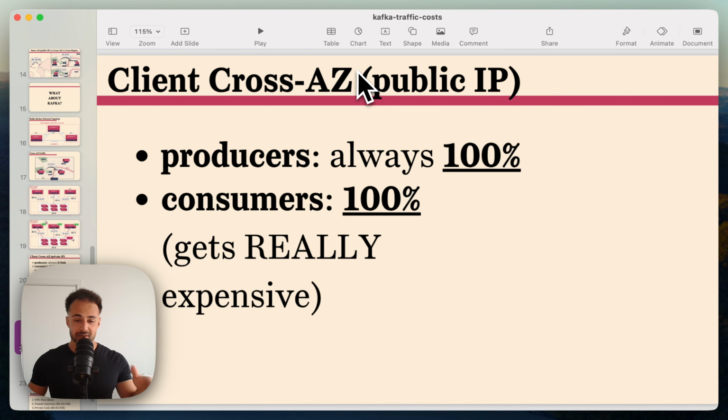So again, if you're using cross AZ clients or same AZ, if you're using the public IP, you're always going to pay 100% of the cost, regardless. There's no network optimization. You're going to pay to the nose for the networking, especially with consumers, because remember, Kafka is a system that's made to have high fan out. If I'm writing 1 gigabyte of data to Kafka, I'm expecting to read it 3 or 5 times. And that's why the consumer fan out gets really expensive if you can't optimize the consumers.